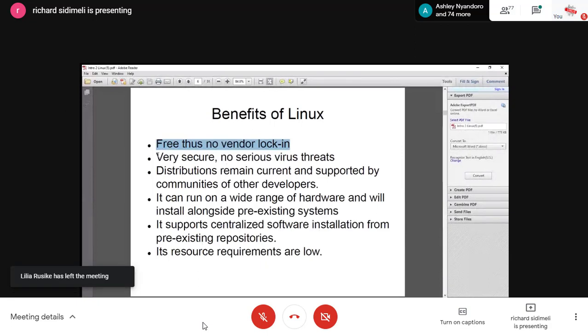But another very good advantage of Linux itself is that it is secure, very secure. It doesn't have these virus attacks like you get in Windows system.